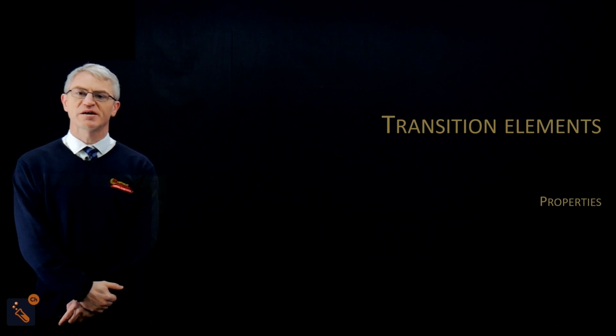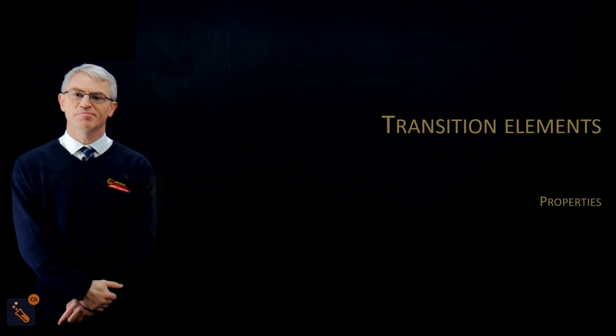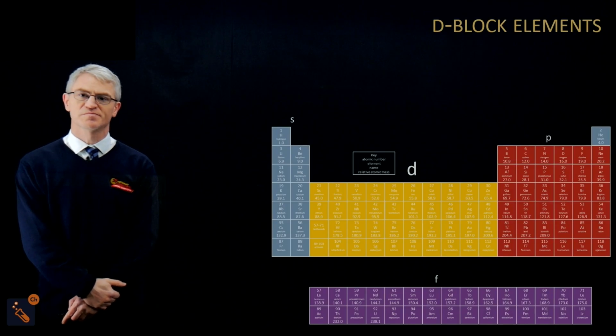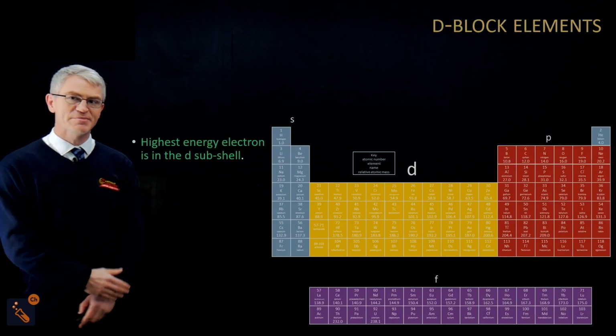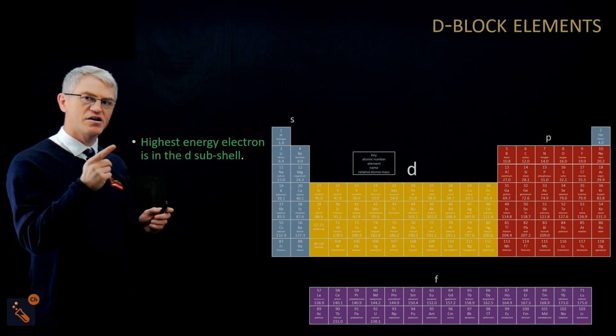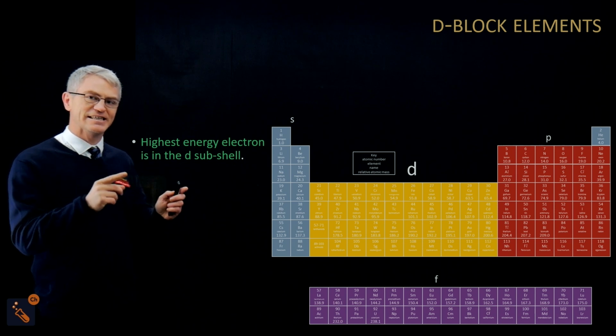In this video, we're going to talk about the transition elements and their properties, going over definitions for D block and transition elements and examples. So first of all, you need the D block elements. The D block elements definition is this: highest energy electron is in the D subshell.